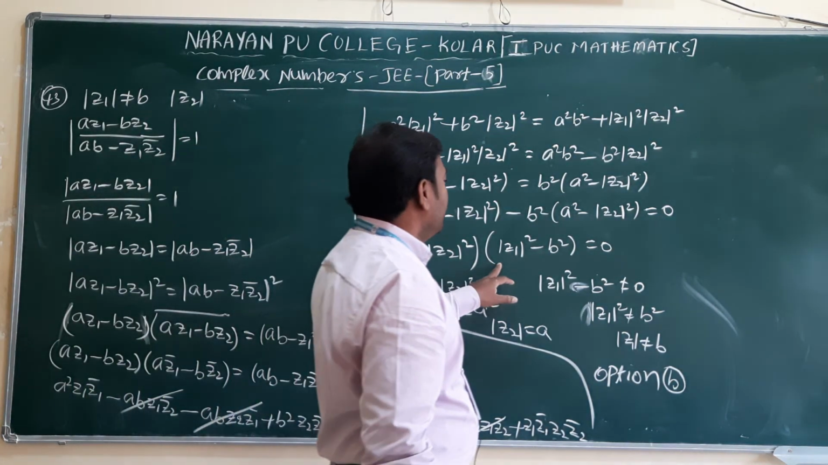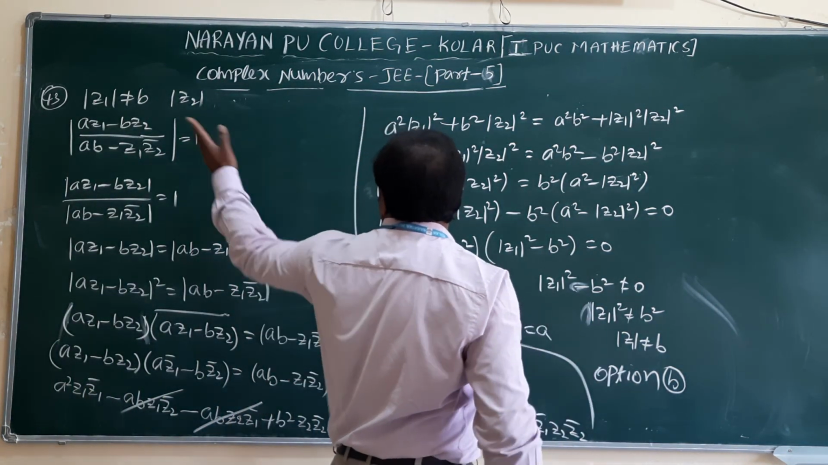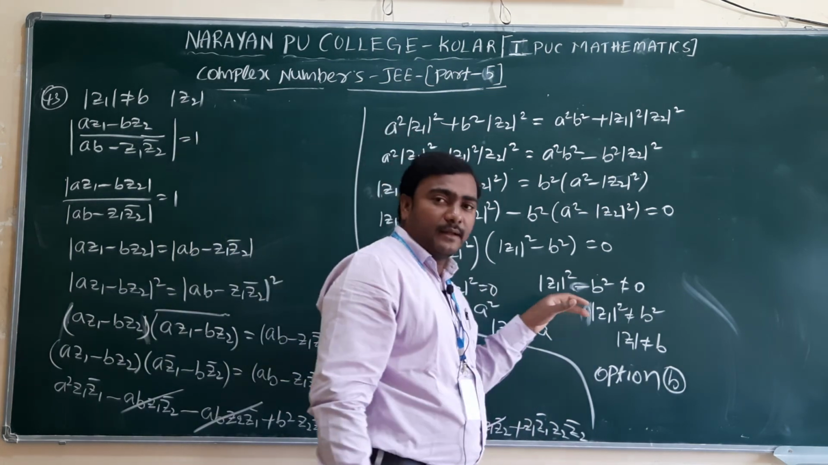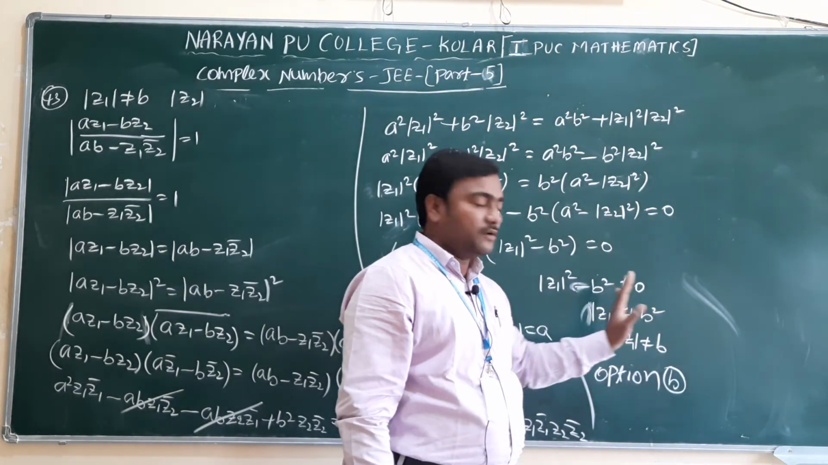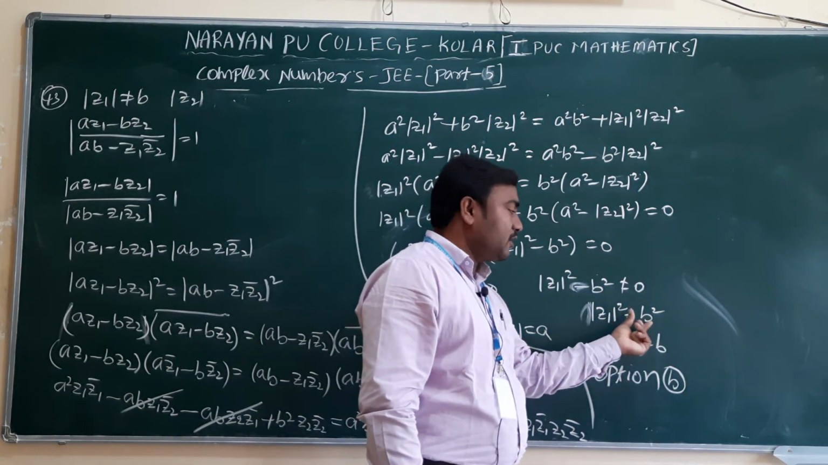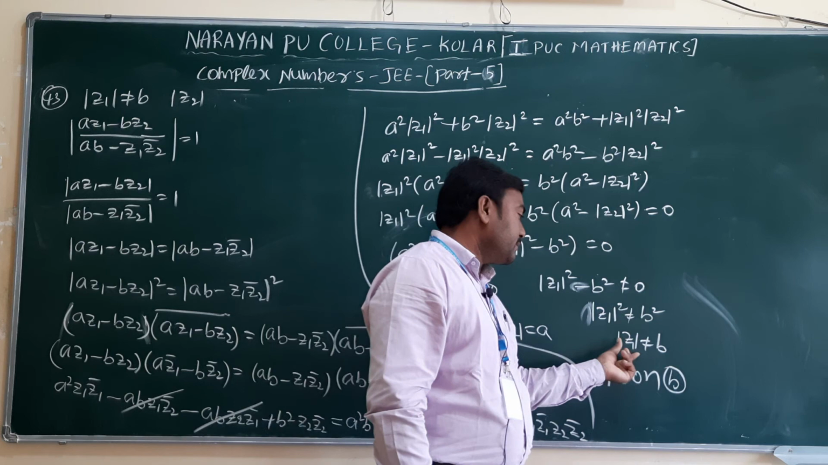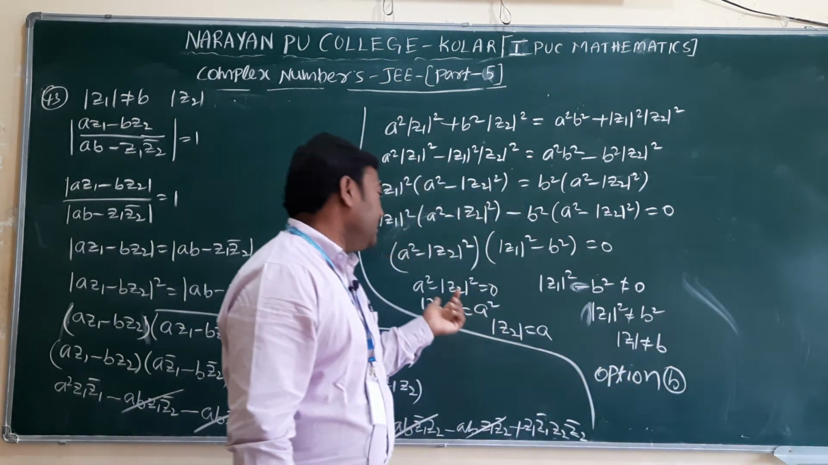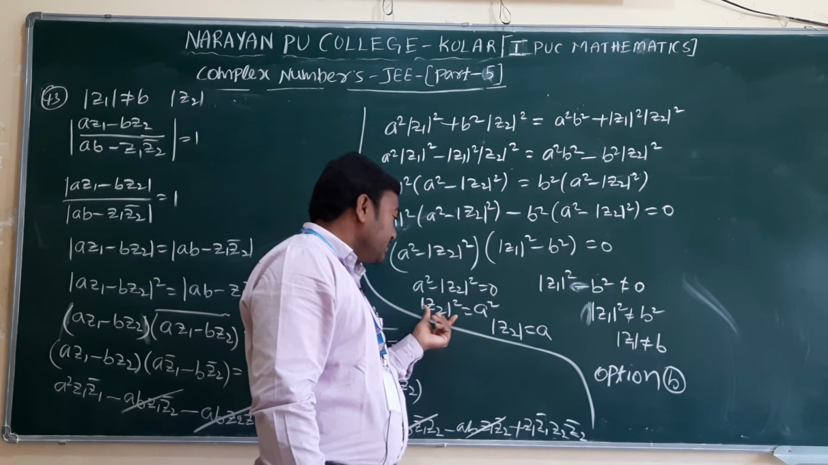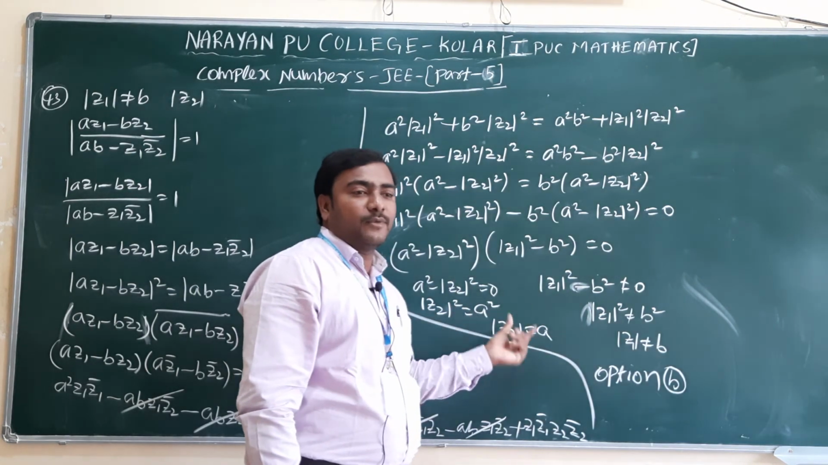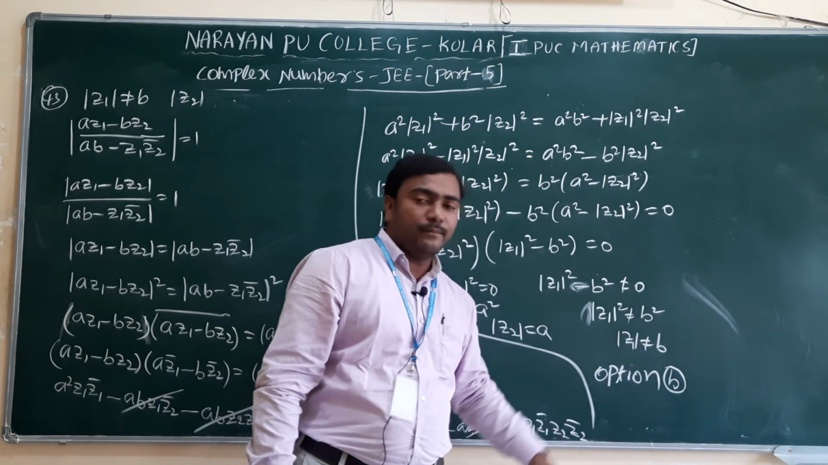Okay, here, given the condition modulus of z1 is not equal to b, that's why we have taken modulus of z1 square minus b square is not equal to 0. Now modulus of z1 square is not equal to b square. So a square minus modulus of z2 square is equal to 0, so modulus of z2 square is equal to a square, so modulus of z2 is equal to a. The option B is the correct option.